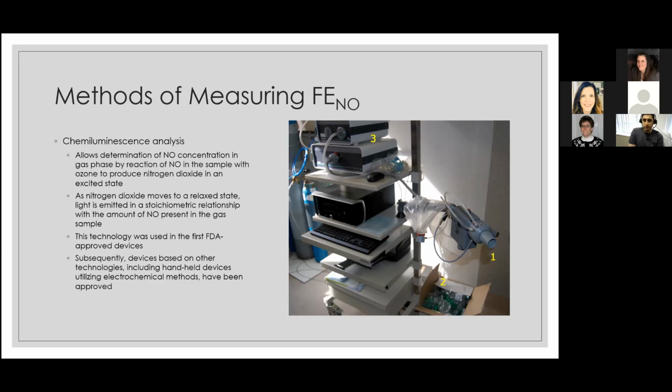This technology was used in the first FDA-approved devices. Later on, they came up with other technologies, including handheld devices using electrochemical methods. And this is a sample photo of a machine that uses chemiluminescence analysis. As you can tell, it's quite bulky.